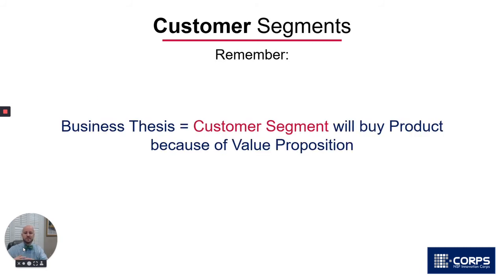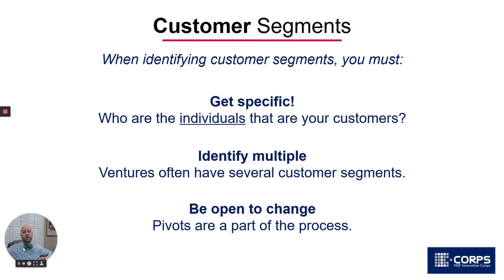So we use this business thesis to help us through the process, and it's very simple. The equation, your business thesis is the customer segment, whomever that is, will buy your product because of the value proposition, all right? When we work into this, we want to make sure that we're working to get very specific, though, all right? Because a customer segment is not this broad thing. A customer segment is a very specific thing. You almost want to think about that archetype.